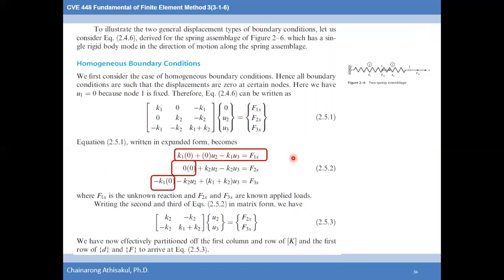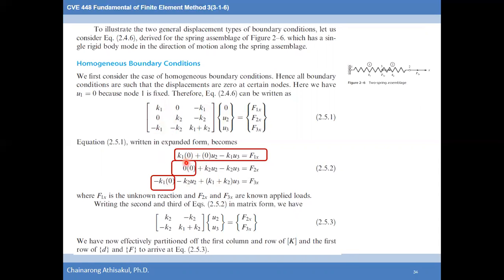After that, for the second and third equations, we substitute the boundary condition u1 equal to 0 into these equations. So what happens? The multiplication of the first column of the matrix with the first element of this vector, that is u1.